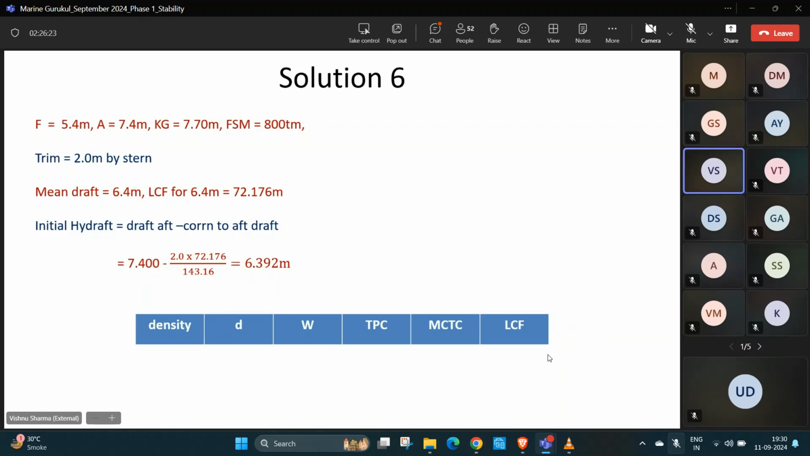So please interpolate all these things for seawater for this draft of 6.392. I'm showing the values and waiting for you to close it out. Please interpolate and then close out. Guys, just because it is shown on the screen should not make you complacent, because speed is important. Please do it.